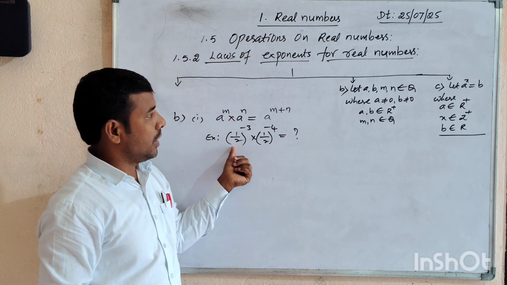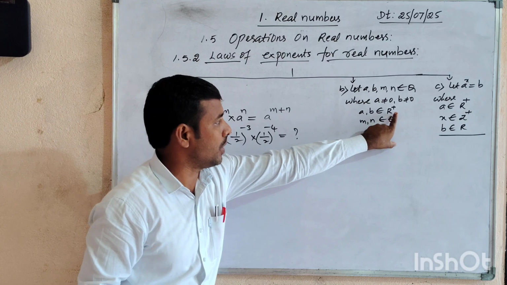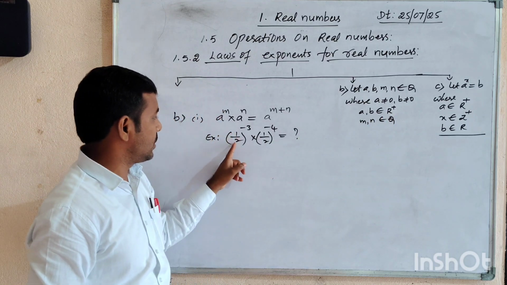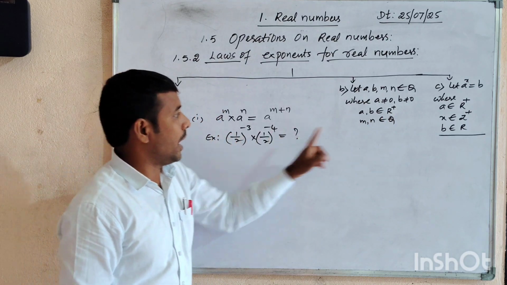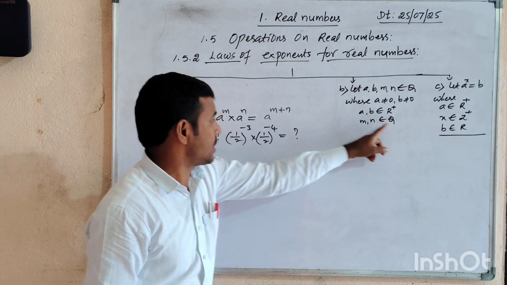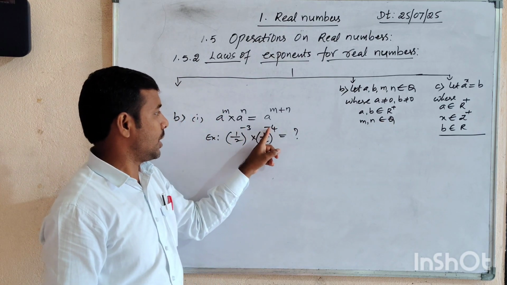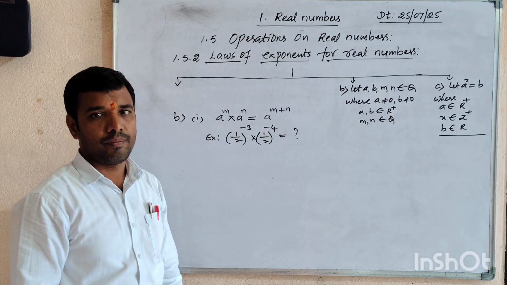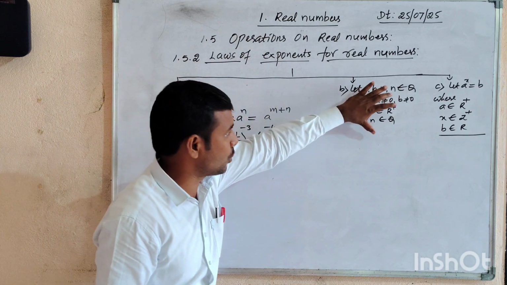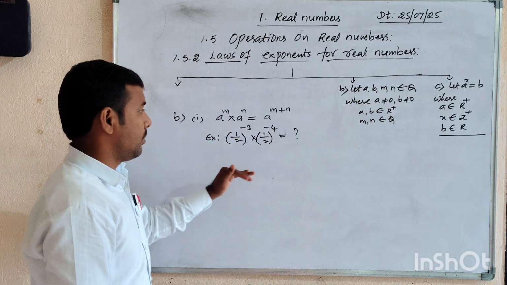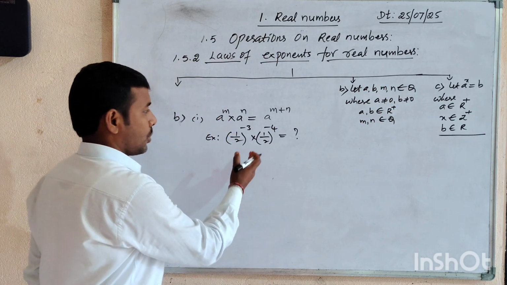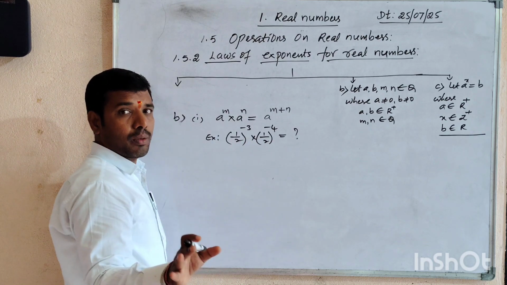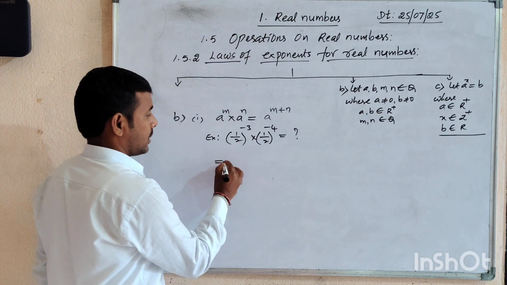The base must be a positive real number, because 1/2 is a real number only, no? And m and n belong to the rationals. Yes, minus 3 is rational, minus 4 is also rational. Now I am following these conditions and making questions. I can show its result in front of you. So what is its answer?